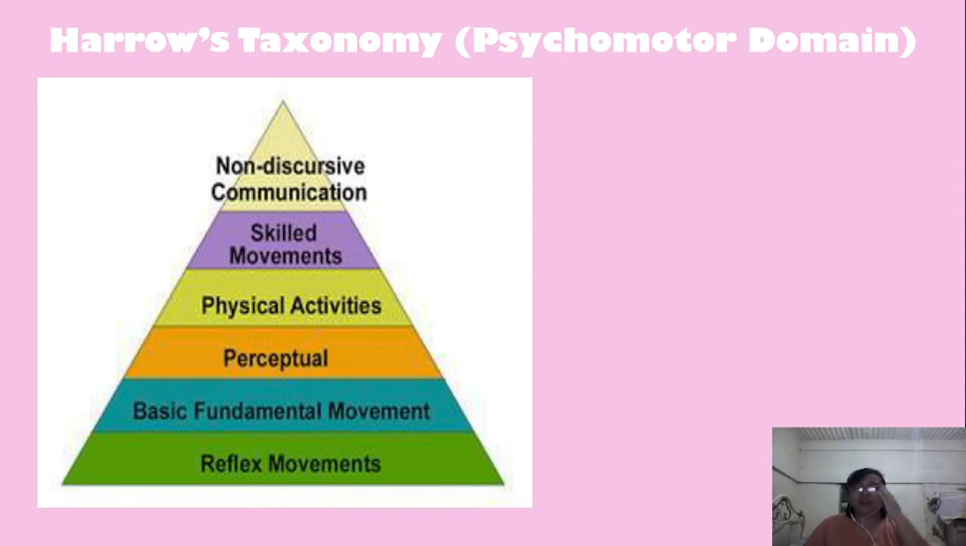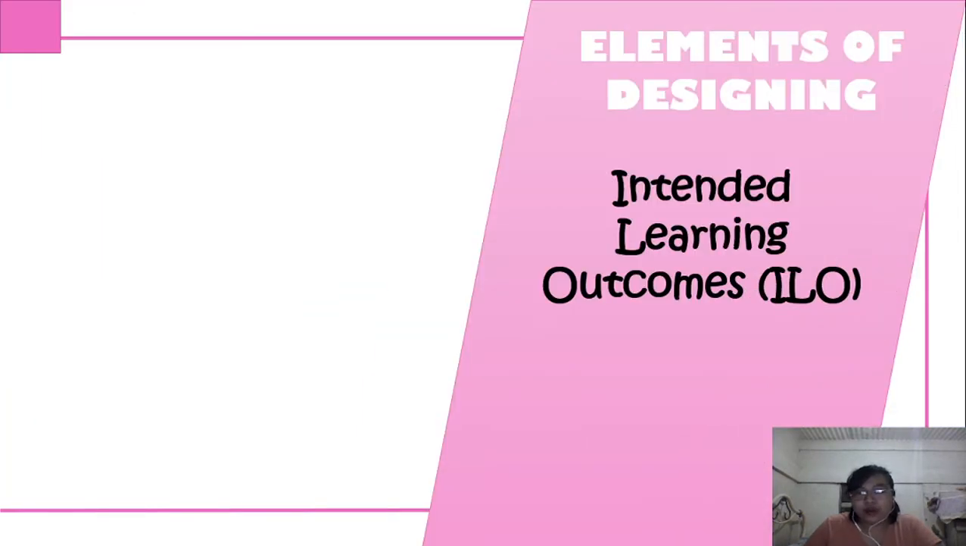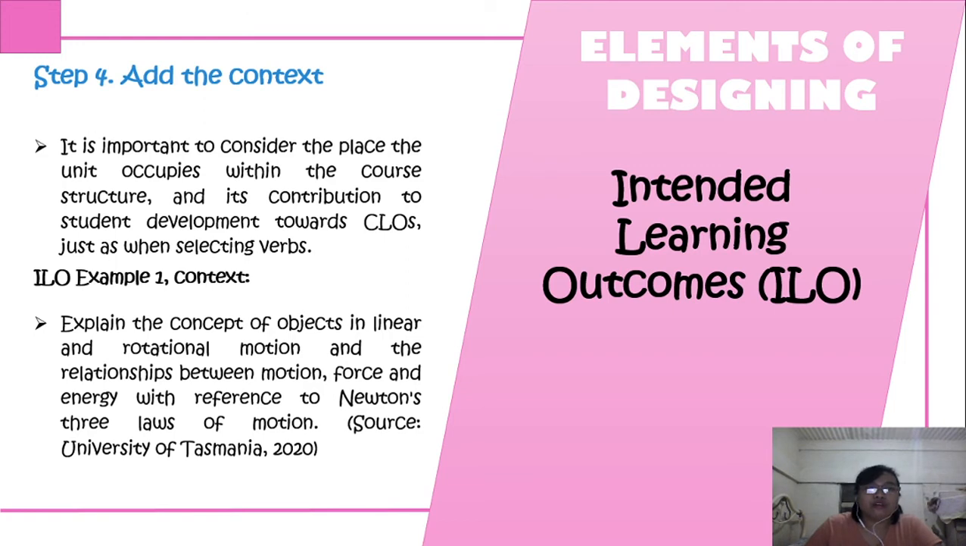Those aforementioned taxonomies are commonly used in selecting the verbs according to the level of the students in designing the intended learning outcome. So always bear in mind that the verb is crucial in writing learning outcomes. Upon knowing the verb, let us now move on to the fourth step in writing the intended learning outcome, which is to add the context.